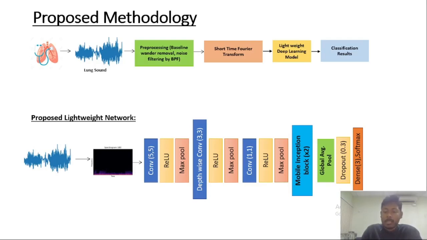After this mobile inception block, we have global average pooling, then some dropout, and at the end we have a softmax layer with three neurons to classify whether it belongs to the normal class, chronic class, or non-chronic class.